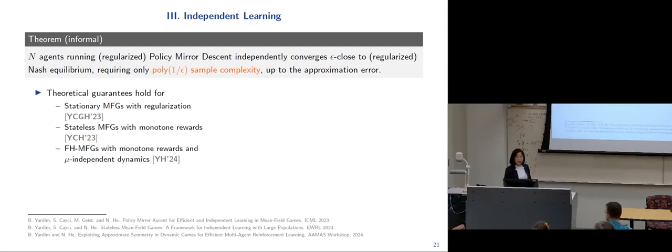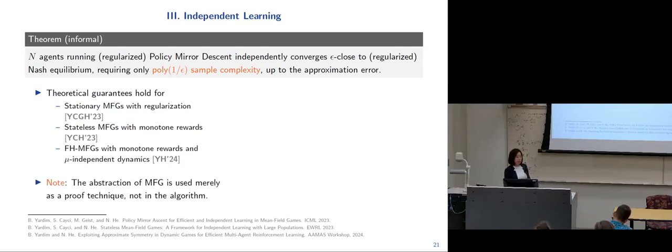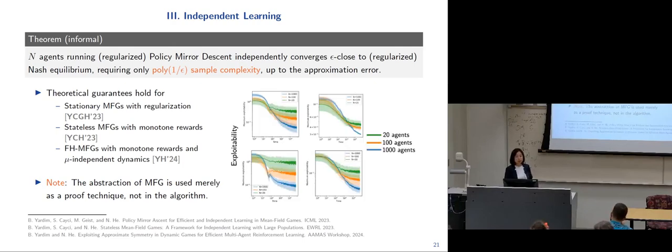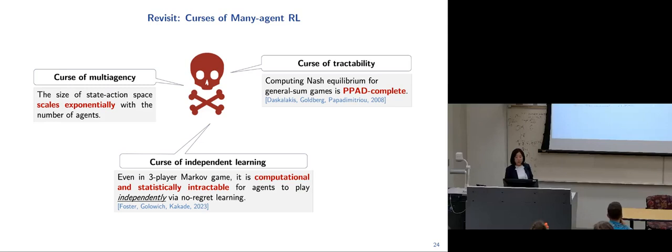And we provided the theoretical guarantees for a number of mean field game settings, like stationary mean field games with regularization, or finite horizon mean field games. These all require some slight modifications of the choice of regularization we saw earlier in the mirror descent algorithm, and a different choice of step size is needed for these different mean-field game settings. What I would like to note here is that the abstraction of mean-field games is used only in the analysis. We're not really using it in any of these algorithms. Okay, I'll skip these.